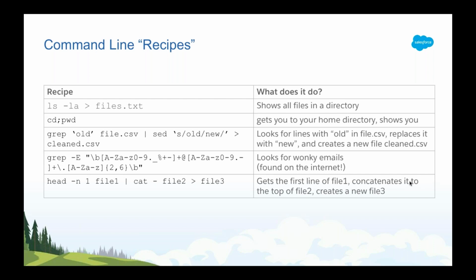The final one here, head, gets me the first line of a particular file, and then cat, and so on. So it concatenates that first line onto the top of file 2, and then creates a new file 3. So you can see, maybe you have a header in a file, and so on and so forth.